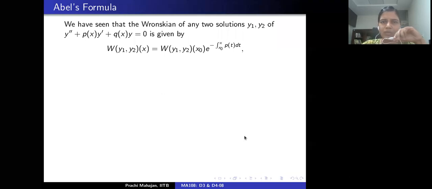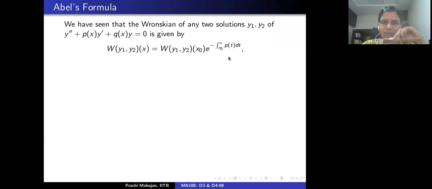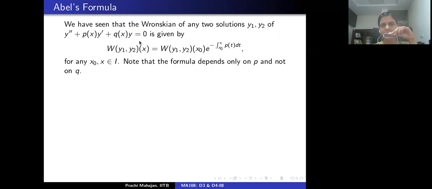Yeah, and you know, there's only dependence on the function p here. q actually plays no role, right? And this is true throughout the interval I. Okay, so this Abel's formula depends only on p and not on q.